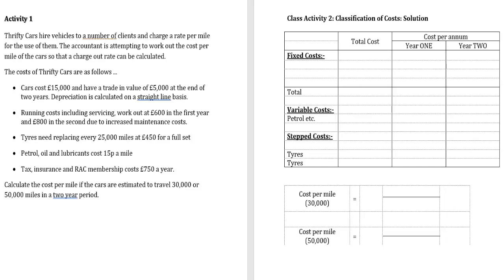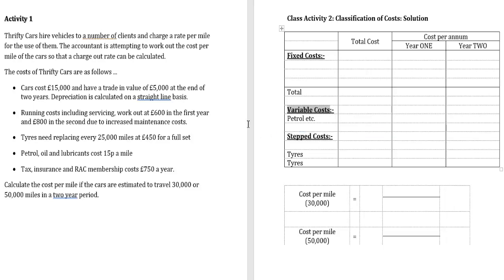The requirement: calculate the cost per mile. This will be level of activity if the cars are estimated to travel 30,000 miles or 50,000 miles in a 2-year period. So this is the requirement. Here, consider miles driven as our level of activity. And then try to go one by one and classify them based on fixed cost, variable cost, and because here in our example we have a stepped cost.